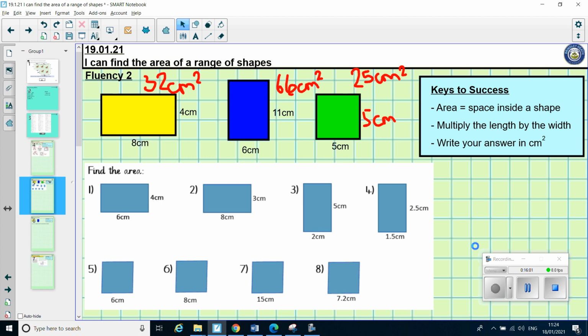64 centimetres squared. Number 7, 225 centimetres squared. And number 8, again, really tricky, so massive well done if you got this one right, but 51.84 centimetres squared.